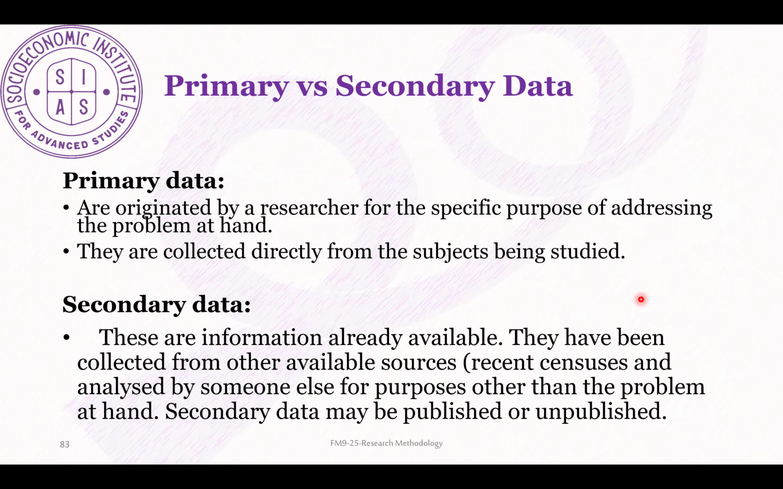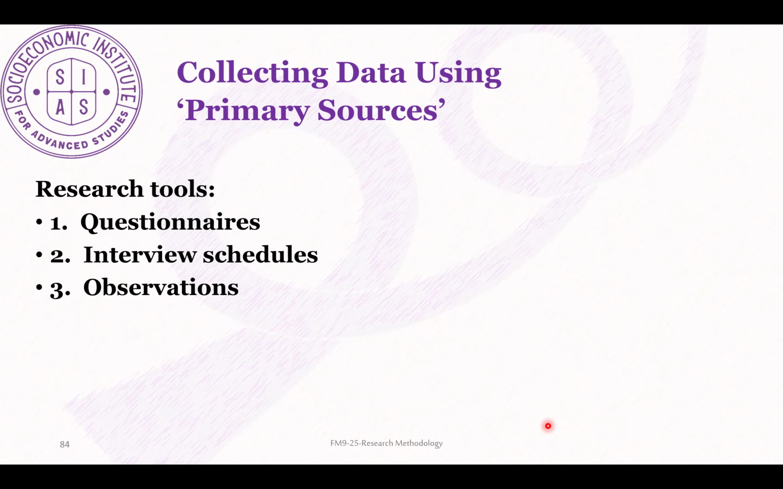The secondary data usually, as we said, are the information already available. They have been collected from other people or other resources. And we can depend on other, let's say, published papers and other published literature. And then we can see whether they are published recently or not.